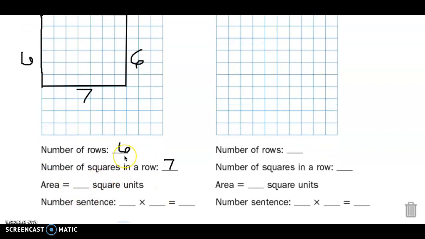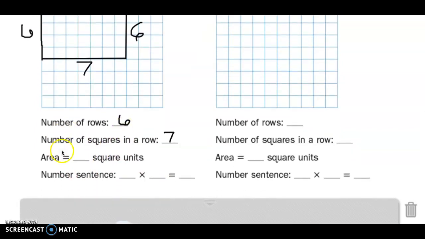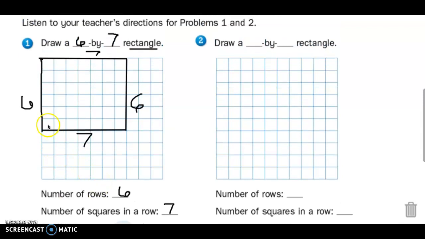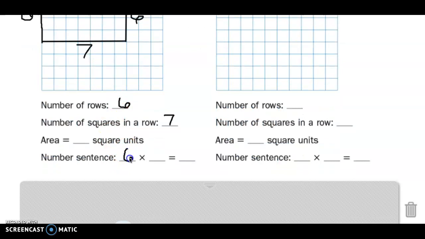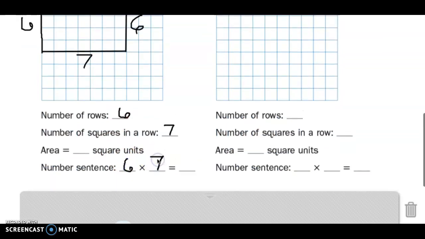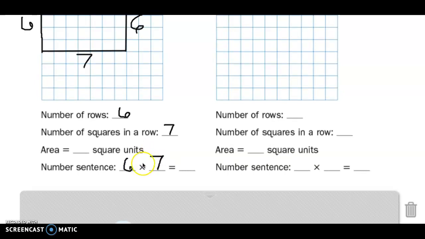So my area is, you might not know that yet, but what's a number sentence? If I have a 6 by 7, the two sides that are touching need to be multiplied. Our rows and our columns need to be multiplied together. So my multiplication is 6 times 7. 6 times 7 equals what? I might use a helper fact.